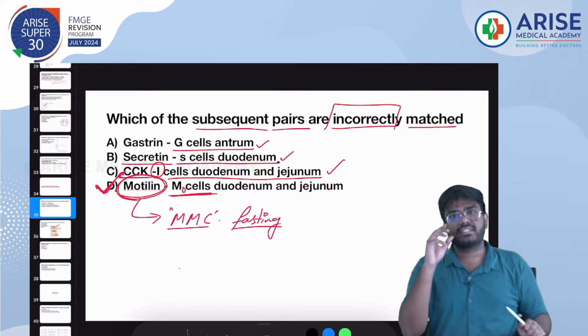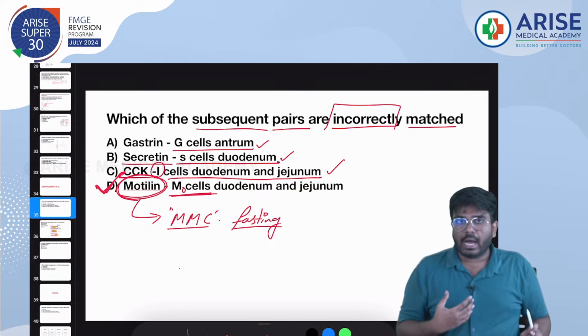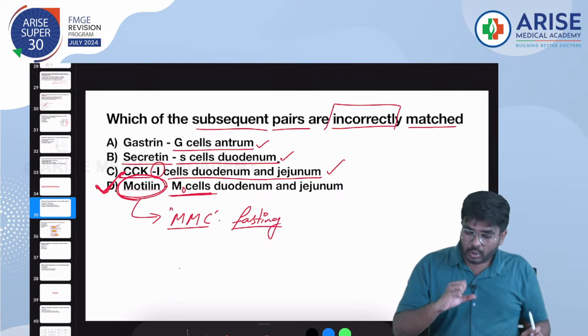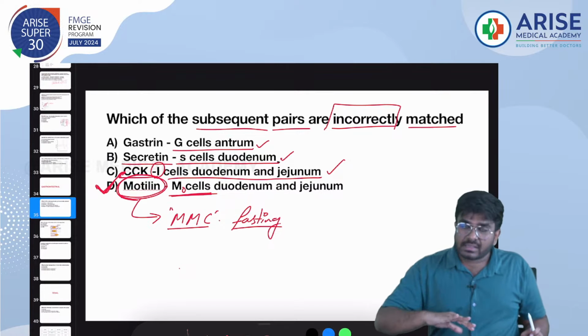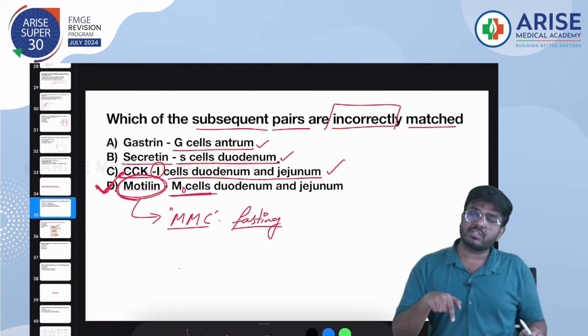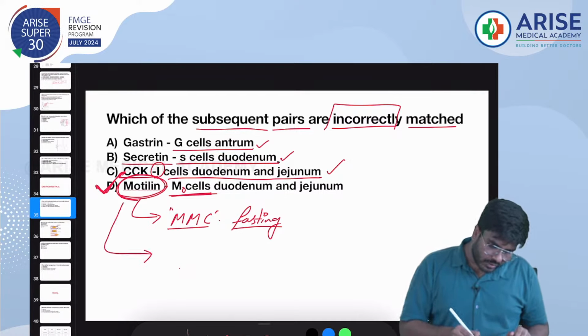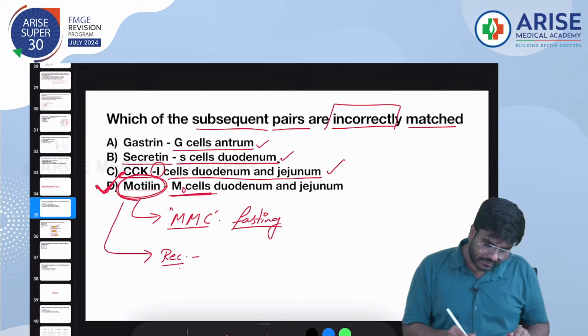Whenever you are fasting, let's say I haven't eaten anything since the morning. Now, motilin is going to cause contractions in the GIT to clean the GIT. Motilin will cause the contractions even during fasting. That is called a migratory motor complex. One more thing, the motilin receptor can be stimulated with the help of a drug called erythromycin.